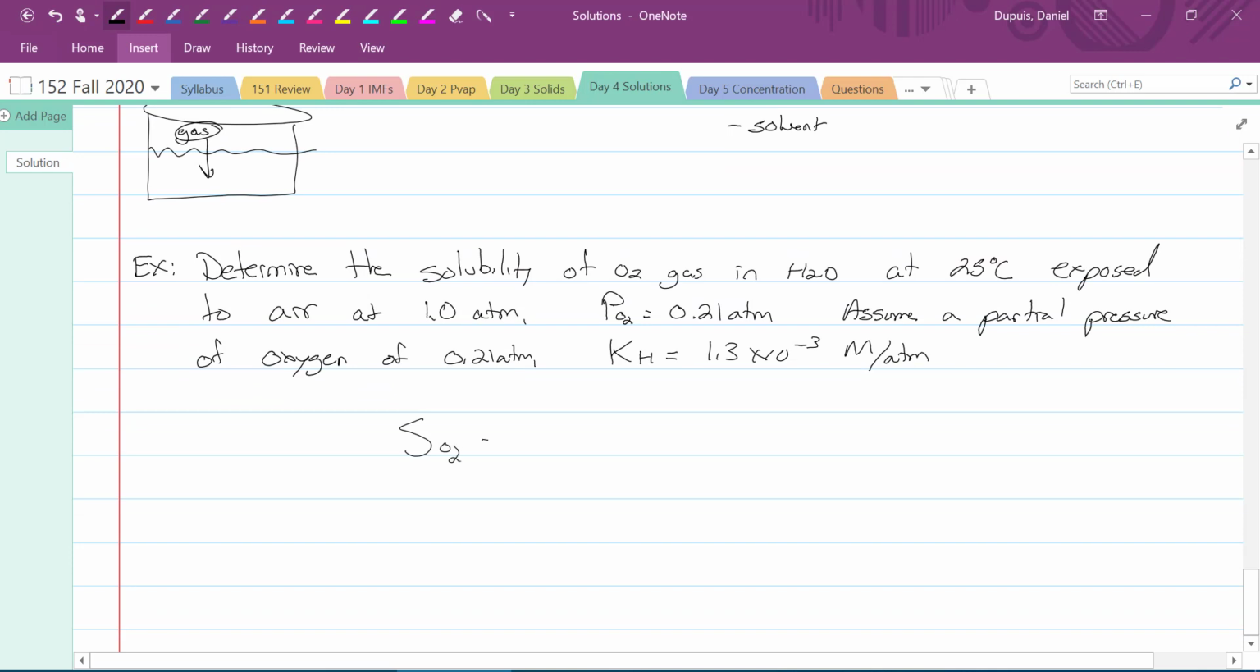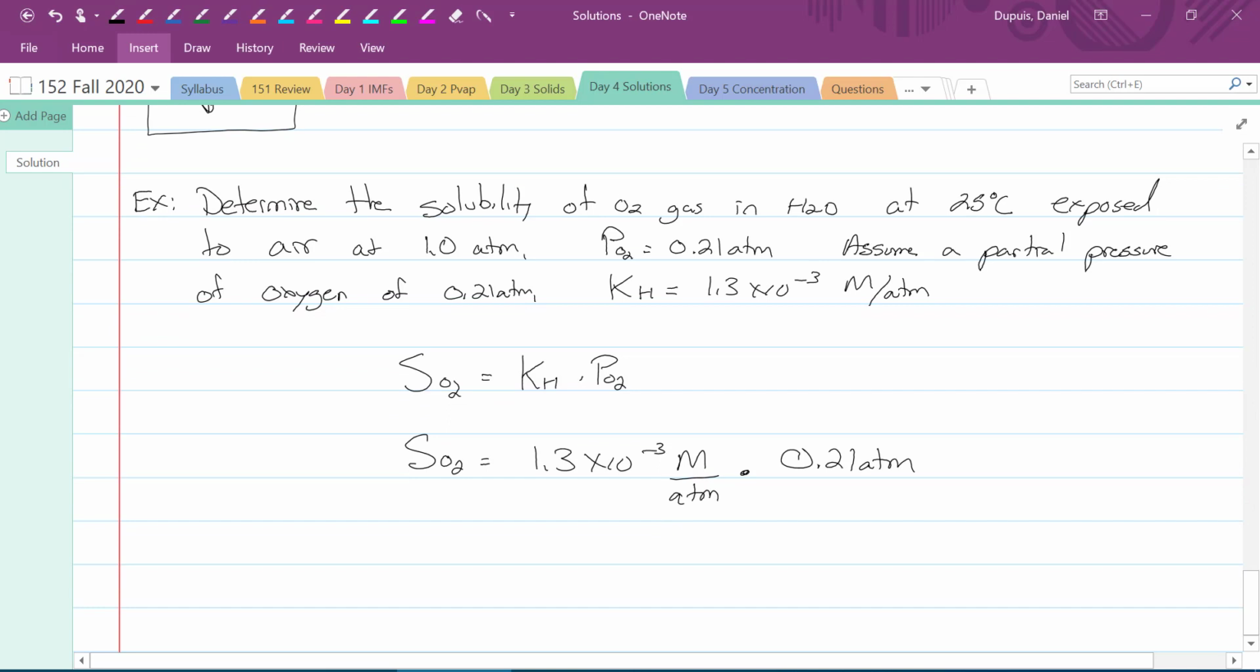S of O2 is equal to KH times the pressure of O2. So S of O2 is equal to Henry's law constant, 1.3 times 10 to the negative third molarity per atmosphere, multiplied by 0.21 atmospheres, because air is not all oxygen gas. It's mostly nitrogen. So if we do this, I get 2.7 times 10 to the negative 4 molar for the solubility of O2, which is not a lot.